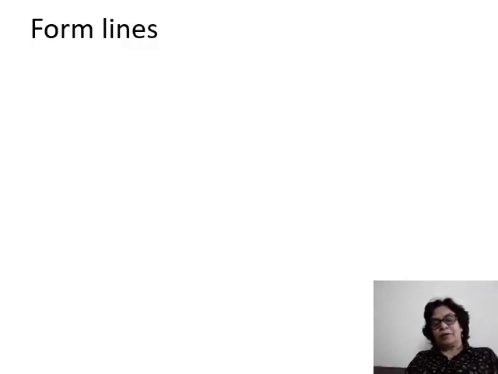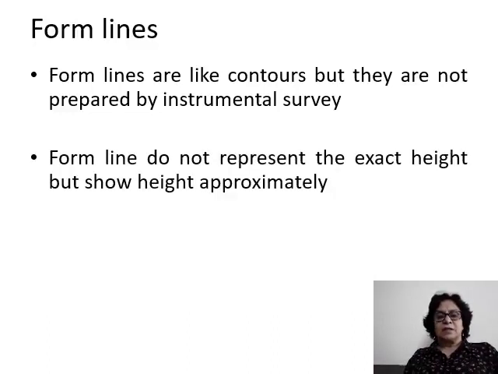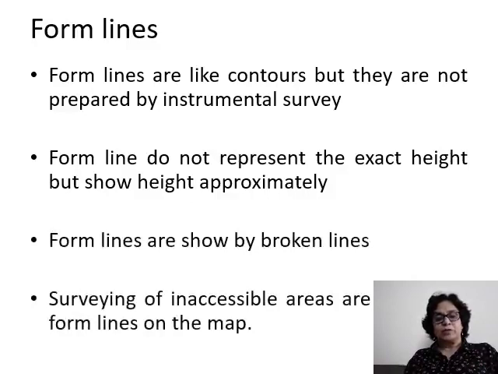But in the topographical maps, you have a different color scheme, so we will talk about that later. Now, the next is form lines. Form lines are just like contours, but in the areas which are marshy or inaccessible, or one cannot go there due to certain other hilly sections or certain obstructions, then they are given as approximate contours. They do not represent the exact heights, but they are shown in the form of broken lines. So, surveying of inaccessible areas is shown by form lines.